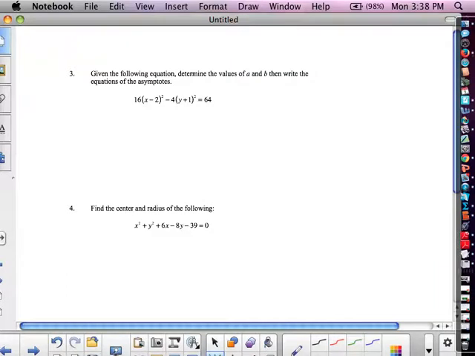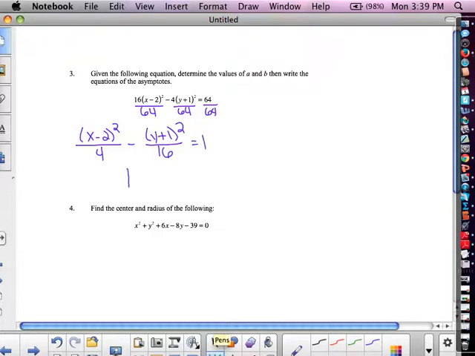Okay, number 3 says, given the following equation, determine the values of A and B and write the equation of the asymptotes. So you're going to divide all 3 terms by 64, and then you know it's a hyperbola, it has asymptotes. So that means my equation is x minus 2 squared over 4 minus y plus 1 squared over 16 equals 1.